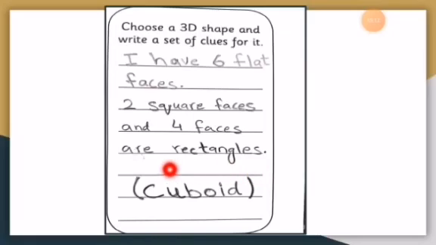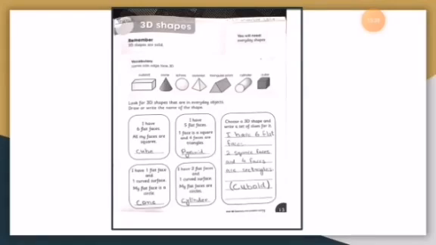So, I have written here the name of that one shape, but you can choose any other shape also. First of all, on these lines you will write down the clues, and at the end you will decide what the shape is, and write down the name of that shape. Is this clear? There are so many 3D shapes, so you can choose any one.